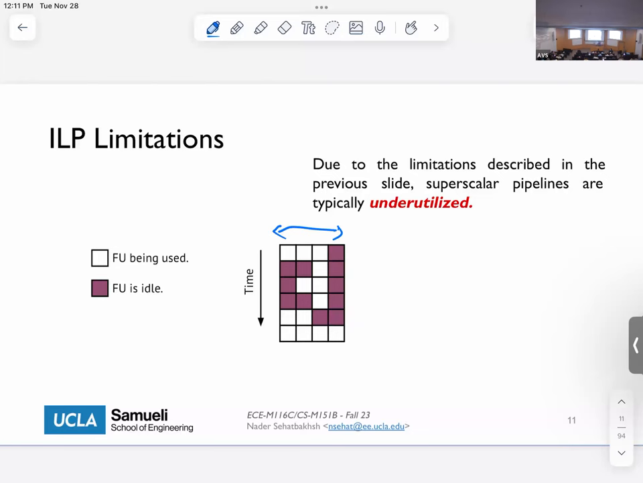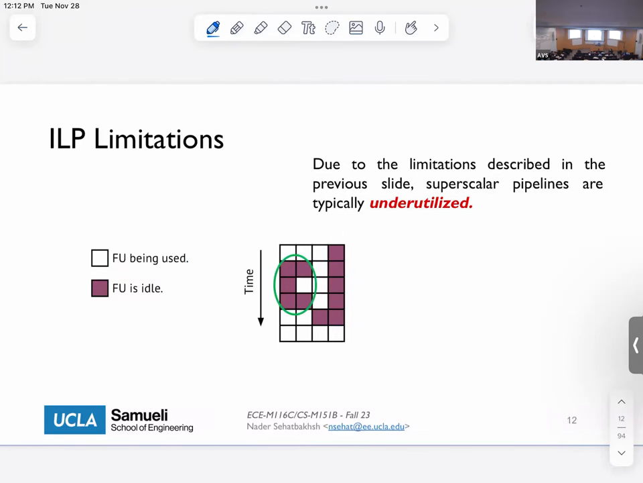So essentially what will happen is that in many cases, these FUs become what we call underutilized, right? To gain the performance that we really want from our systems, we want these FUs to be utilized 100% of the time. So we want all of these boxes to be white, which means that they're being used. All of these red boxes here are underutilization. It's the price that we pay because we either don't have enough instructions to pump into these FUs, or because of branch prediction errors, or because of dependencies we cannot issue.